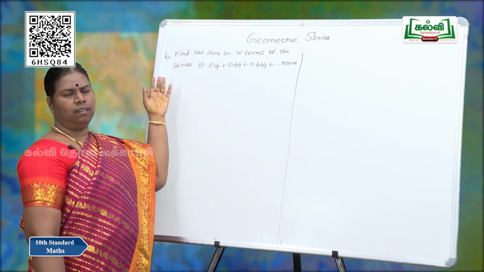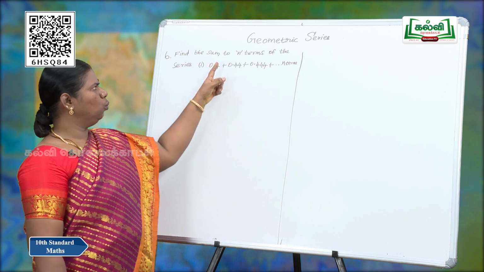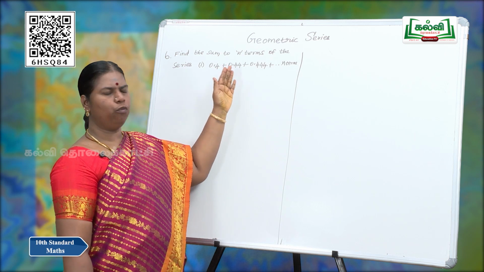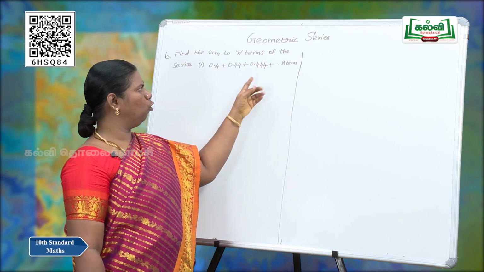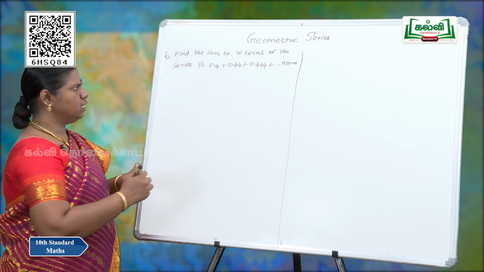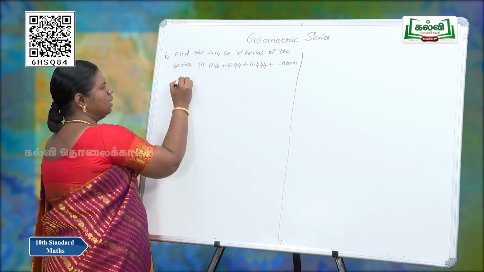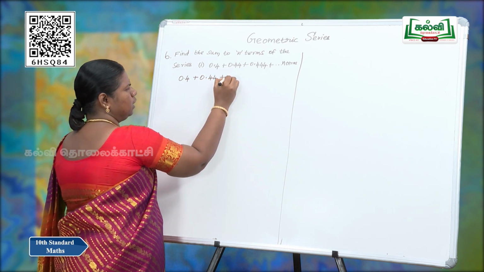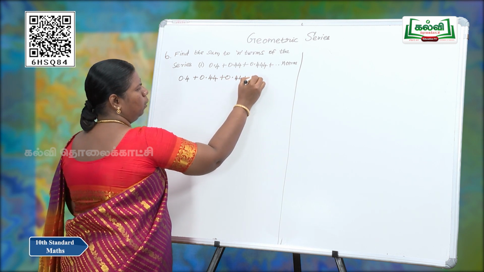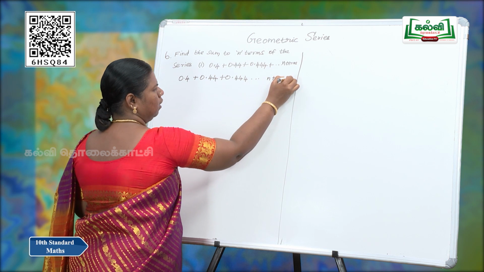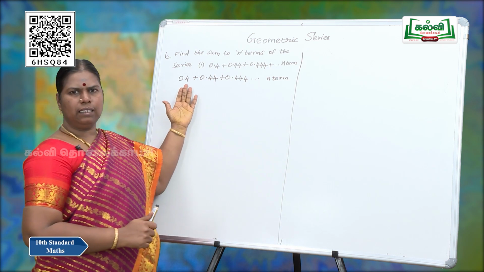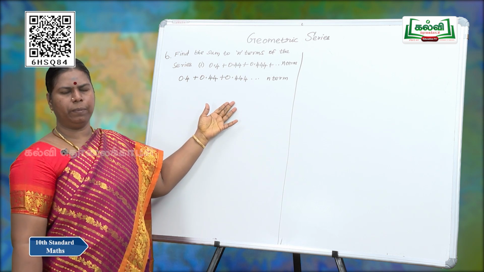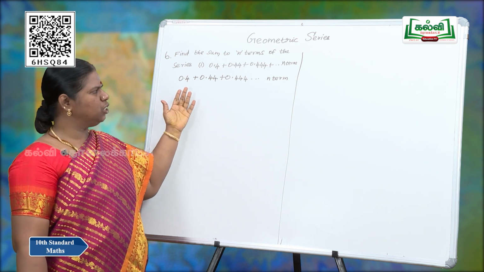The sixth sum is: find the sum to n terms of the series 0.4 plus 0.44 plus 0.444 and up to n terms. First, we have to write the series 0.4 plus 0.44 plus 0.444 up to n terms. This is neither in GP nor in AP. We have to make some adjustment for this.